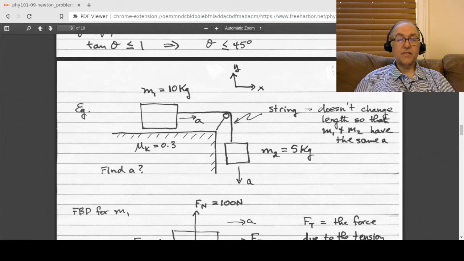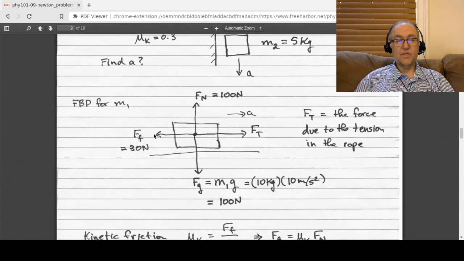Okay, now how do you proceed? Because this is significantly more complicated. You need two free body diagrams. You need a free body diagram for M1 and you need a free body diagram for M2. Okay, so what does a free body diagram for M1 look like? Draw it. Draw just M1 by itself. Here's the table. Here's the box or block. Okay, and that's the first thing you draw. So tabletop and the block.